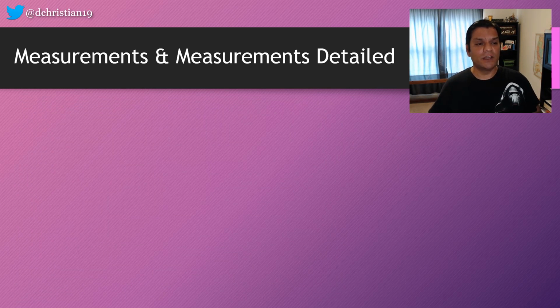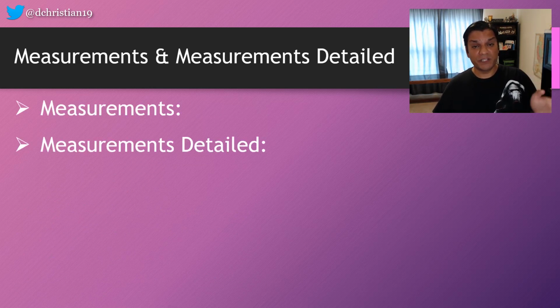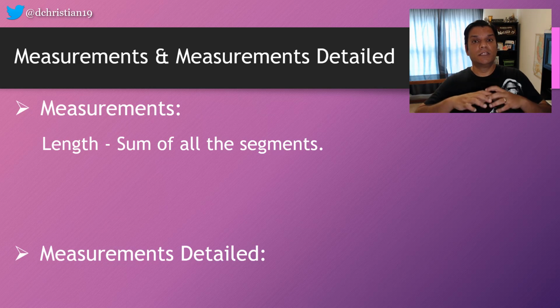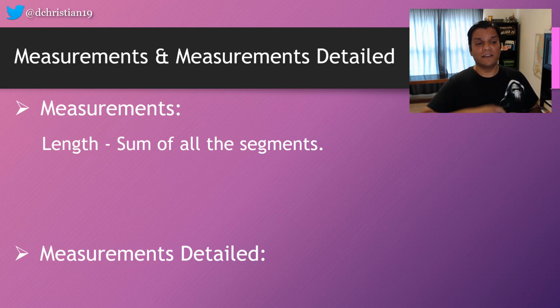All right, so now we talk about these attributes that you will see when you do the measurement, and that is measurements and measurement details. So what's the difference? The measurements is actually just the first section, which will tell you the sum of everything. Remember I just talked about segments and the image I just showed you. Well, in this case, the length under measurements will be the sum of all 4 of those segments. That's the length that I'm talking about in the measurements.